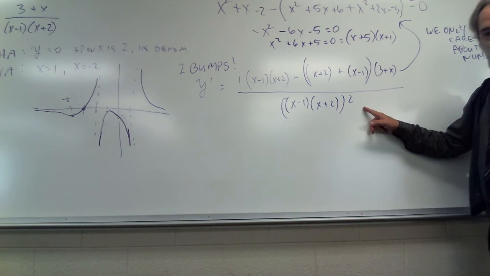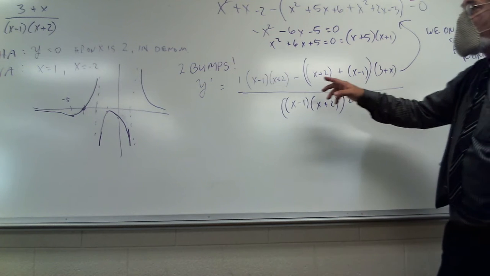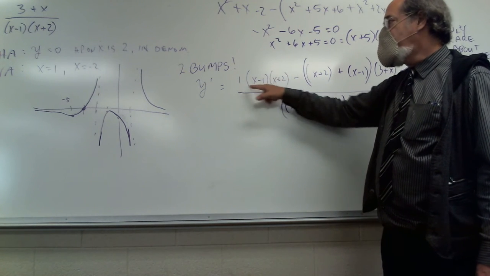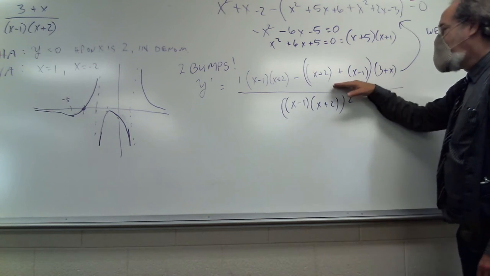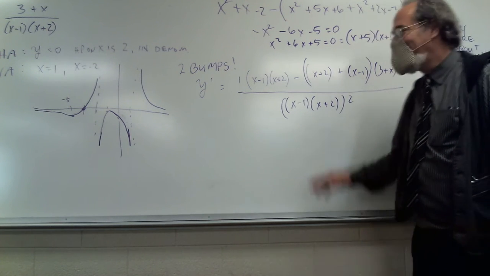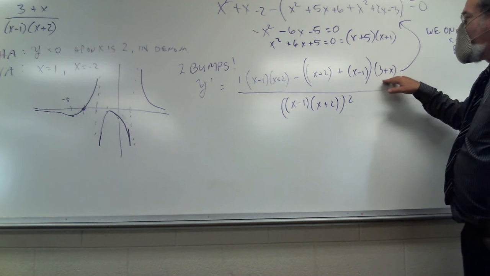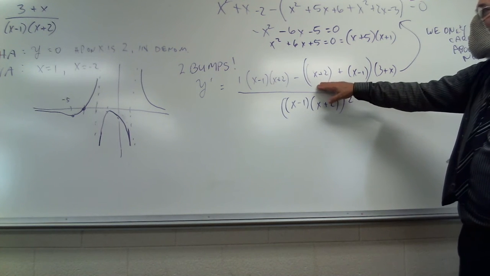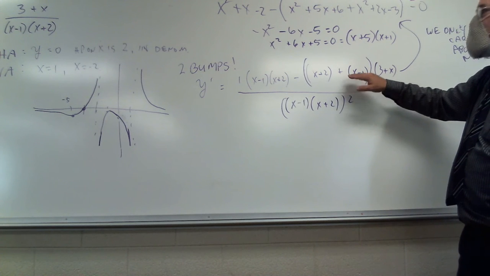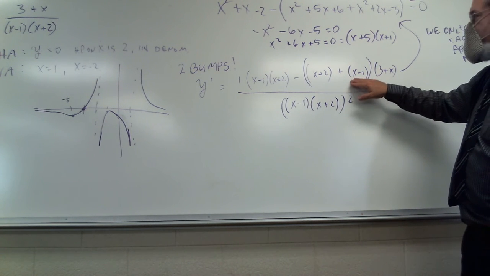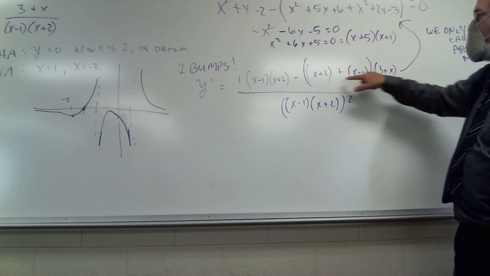Here's the derivative. It's a difficult derivative because I have to do the derivative of the top, which is just 1, times the bottom, minus the derivative of the bottom, which is a product rule, times the top. So the derivative of the bottom is x plus 2 times the derivative of x minus 1, which is 1, plus the derivative of x plus 2, which is 1, times x minus 1. I have to multiply this all out.